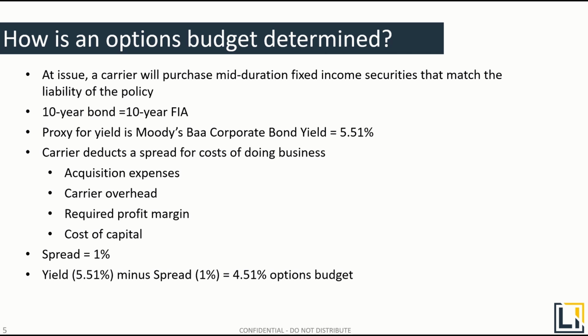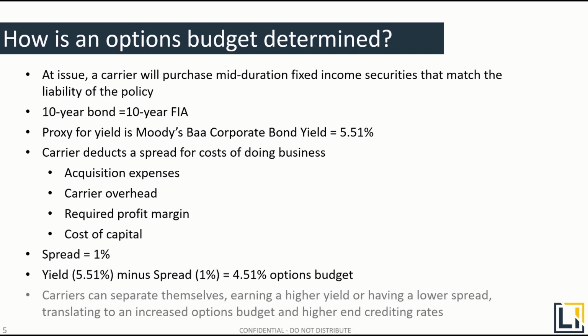We refer to the 4.51% as the options budget because it's the amount of money the life insurer has to spend on options. Now, there are other factors that come into play here and reasons why rates might vary across carriers, with either a higher yield or a lower spread, which would affect the baseline option budget. Some carriers could have superior asset management capabilities and generate higher yields, or they could require less of an IRR, which would reduce the spread.